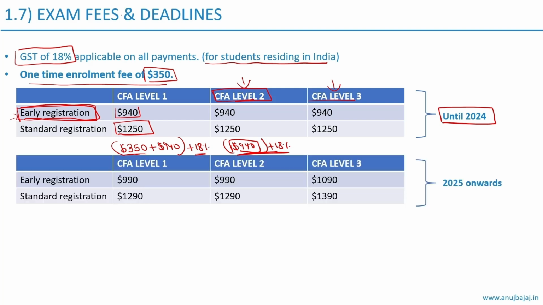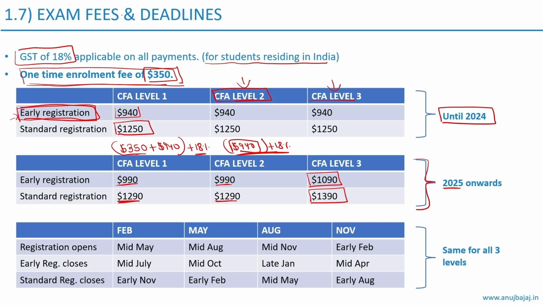From 2025 onwards, this is the fee structure. For Level 1 and Level 2, the early registration fee is $990 and the standard registration fee is $1290. And again, you will be charged with a GST of 18%, and you will still be required to pay the one-time enrollment fee of $350. For CFA Level 3, the early registration fee is $1090 and the standard registration fee is $1390. This fee structure is applicable from 2025.